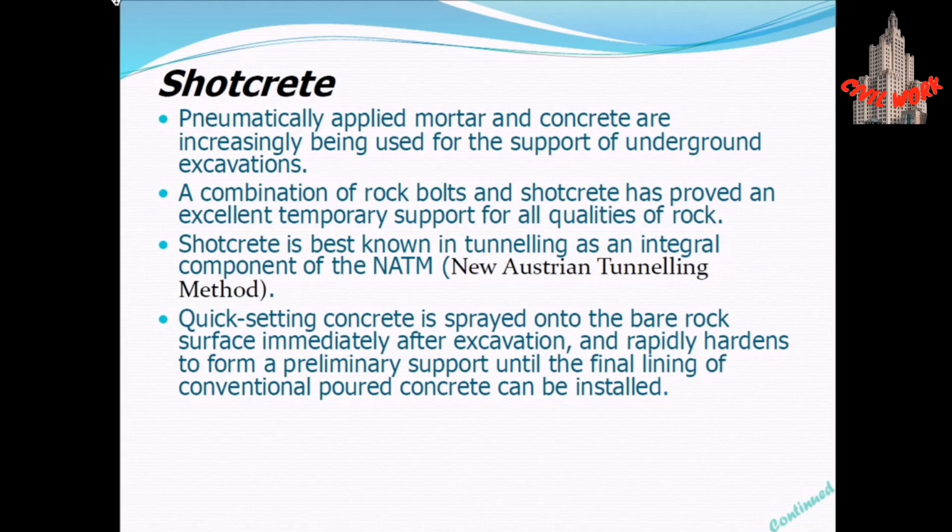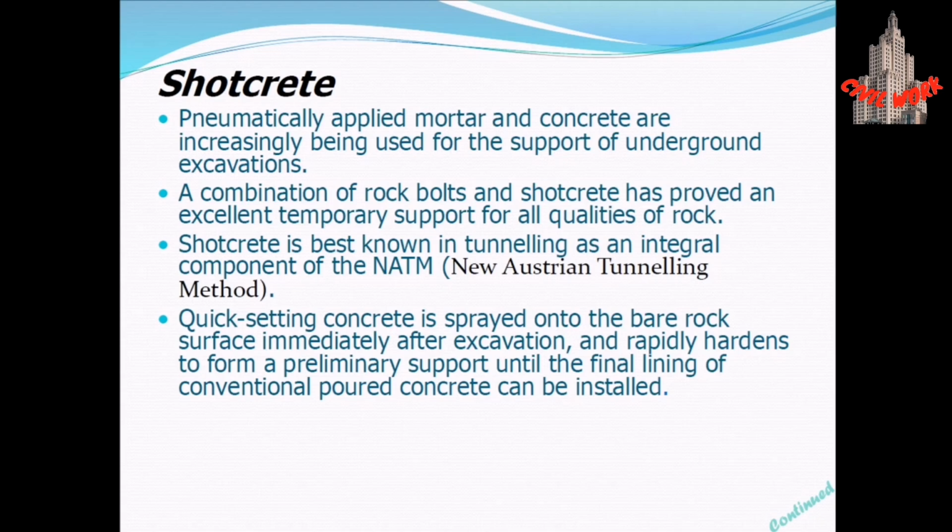Now coming towards the third type of maintaining stability, which is shotcrete. Shotcrete generally refers to spraying concrete at a very great speed towards the tunnel wall or onto wire mesh. Shotcrete applied mortar and concrete are increasingly being used for the support of underground excavations. A combination of rock bolts and shotcrete has proved an excellent temporary support for all qualities of rock.